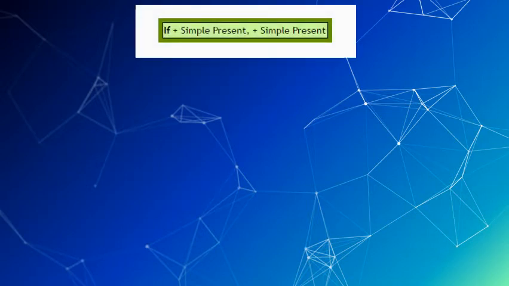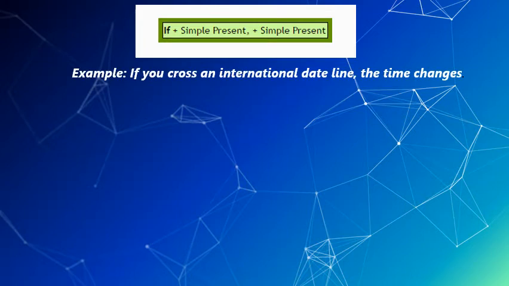Now, as you can see here, one more time, we have the structure. And the example is: if you cross an international date line, the time changes. If you cross an international date line, the time changes. Okay, so we have the beginning, the word if, which means see.